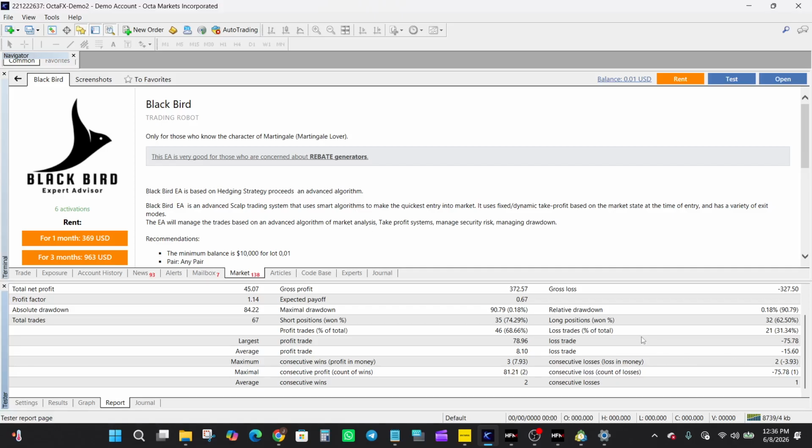So this shows me that the risk to reward ratio is pretty bad, and the win rate is okay, although it's not really excellent per se, but the win rate is okay.